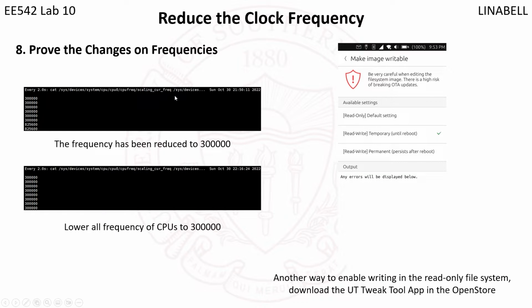Here, as you can see in the first picture, the frequency of the first 6 cores has been changed to the frequency that we set. Just do the same steps, we can change the frequency of all the cores to the lowest possible.